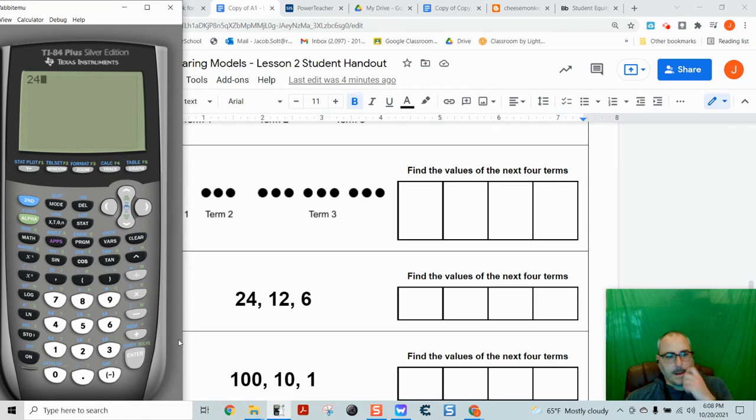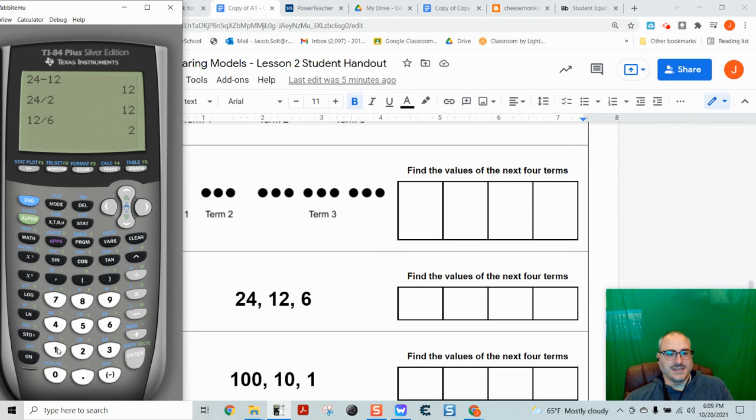Well, 24 minus 12 is a difference of 12. But then 12 minus 12 would be 0. So it doesn't work. The whole minus thing doesn't work. We've got to divide here. What about 24 divided by 2? 24 divided by 2 is 12. Oh, what's 12 divided by 2?